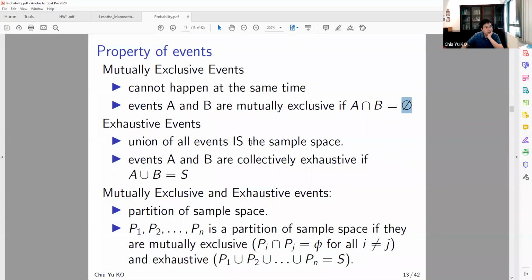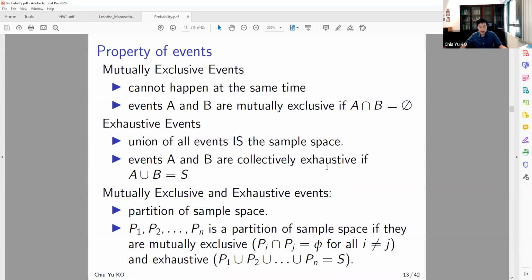Okay. And the next one is exhaustive. If A and B are exhaustive events, it means that either A or B would happen. So it has to be happening, because the union is the sample space, right? The union means that together they become the sample space. Then we know that everything in the sample space, one of them must happen. So that means the union is exhaustive.